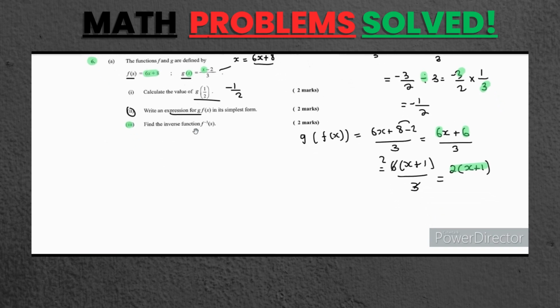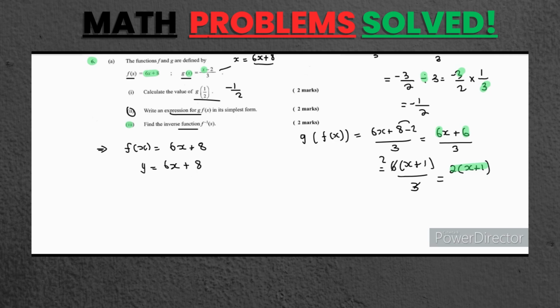Find the inverse function f inverse of x. So f of x is given to us, right? What is f of x? f of x is 6x plus 8, right? So to find its inverse, we have to follow a few steps. First of all, you will convert this equation into a linear equation. You will replace f of x by y. So that's the first step.